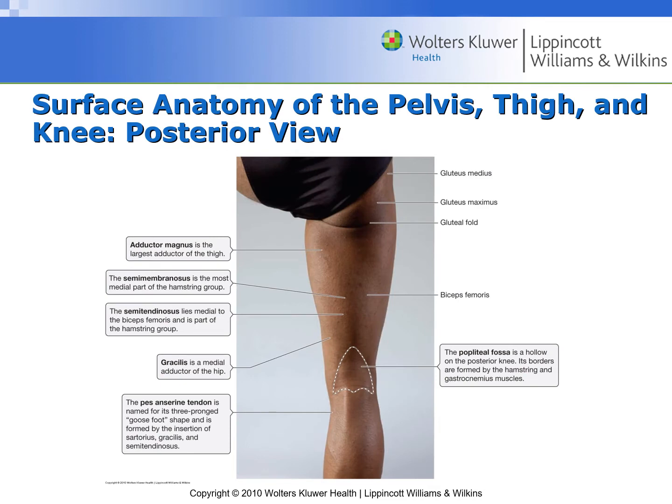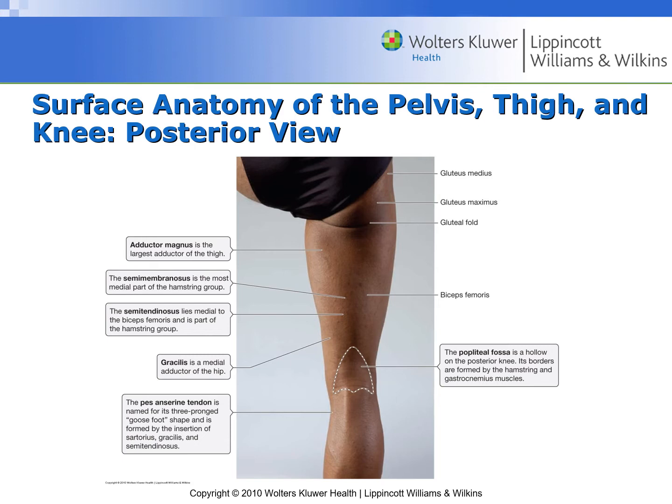And now let's look at the surface anatomy of the pelvis, thigh, and knee from a posterior view. Beginning from the left-hand side most superiorly, we see the adductor magnus, which is the largest adductor of the thigh. The semimembranosus is the most medial part of the hamstring group. The semitendinosus lies medial to the biceps femoris and is part of the hamstring group. The gracilis is the medial adductor of the hip.